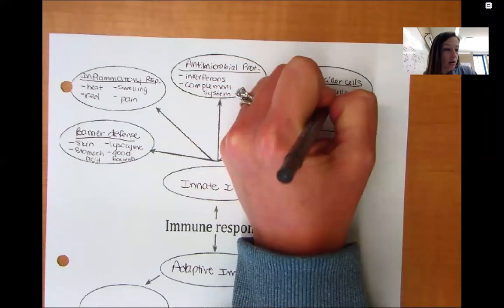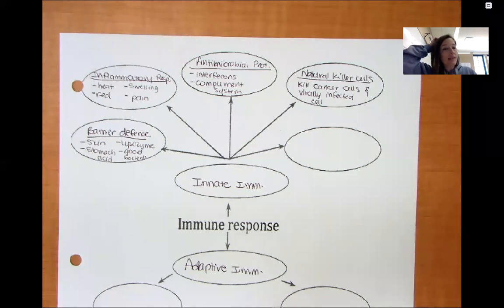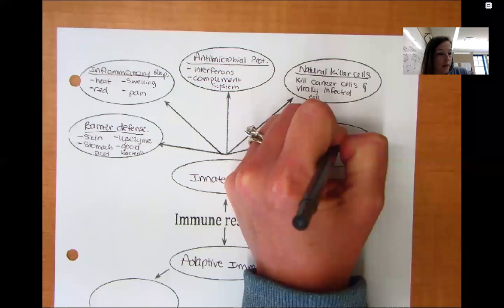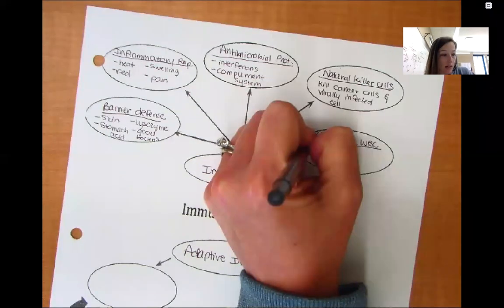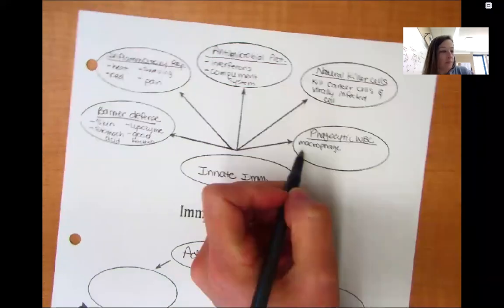So if they come across one of your cells that's infected with a virus, they are going to kill it, a lot of times by punching holes in it, but there's other things they can do as well. And then the last group are our phagocytic white blood cells. These are things like neutrophils and macrophages, which means literally big eater. Macro means big, phage means eater.